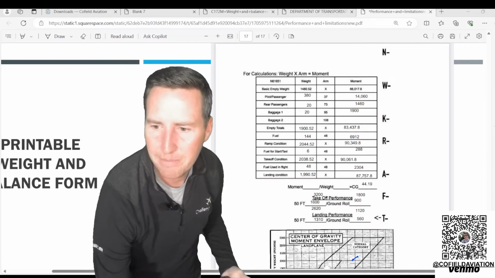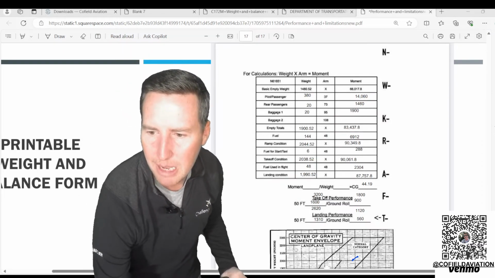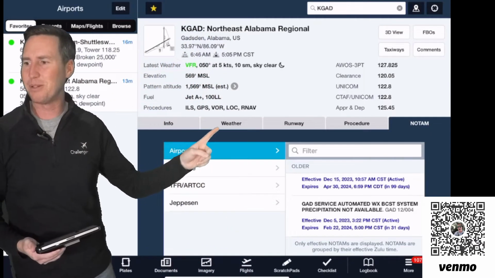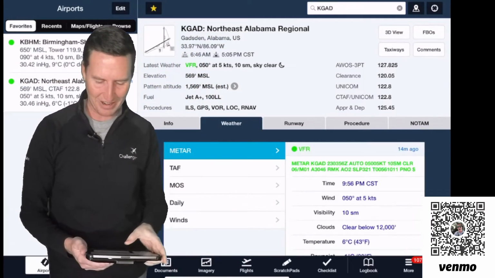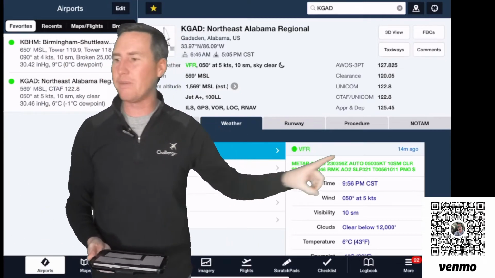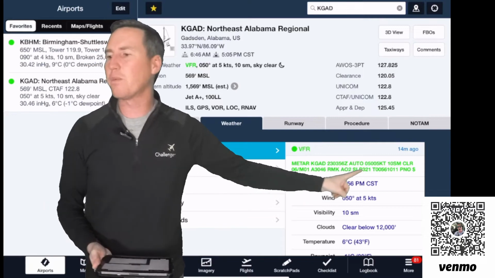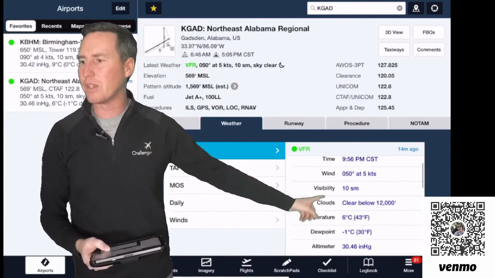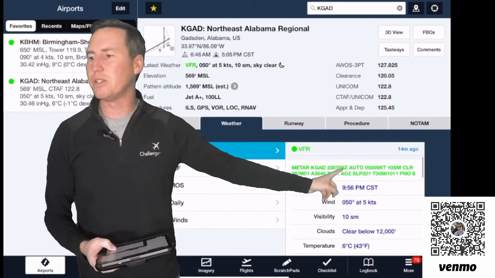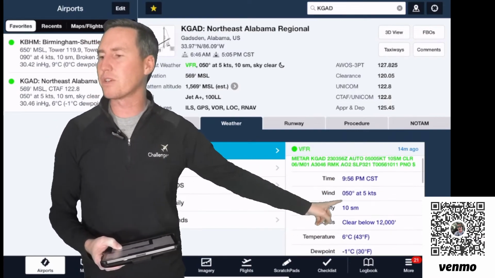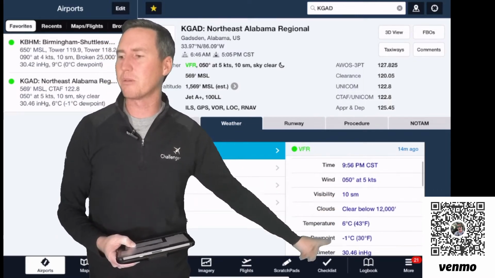So I'm going to go right back to our iPad here. And so if you look right here, pretty simple to find weather. Not that hard. So METAR is if you want to look at the weather right now, there's your METAR, all right? So look at weather information videos to be able to read this raw data. You don't have to now, but you do need to be able to read this raw data for your check ride. But winds are 050 at 5, 10 miles clear below 12.